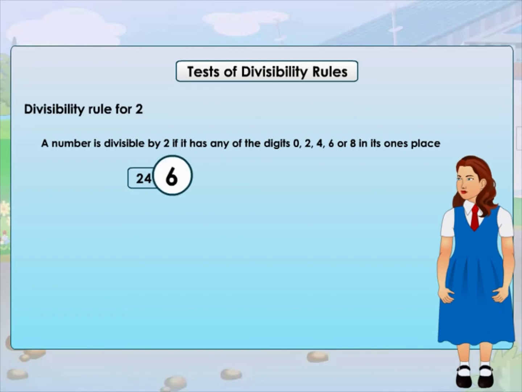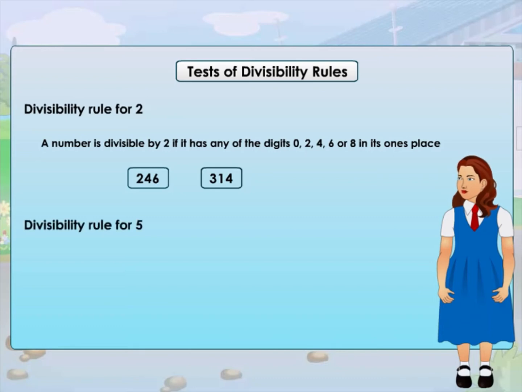The last digit of this number is 6. Therefore, this whole number 246 is divisible by 2. Consider the other number 314. The last digit is 4. Therefore, 314 is divisible by 2.